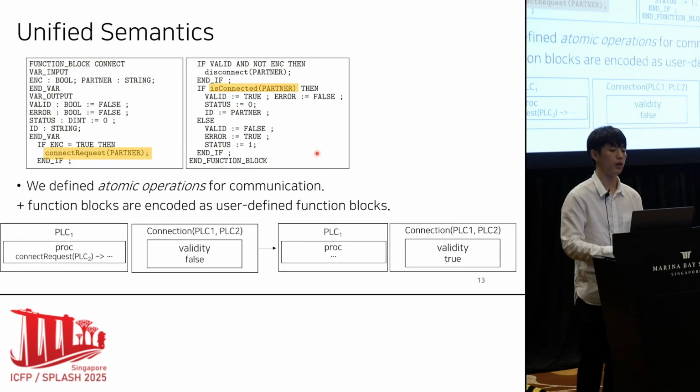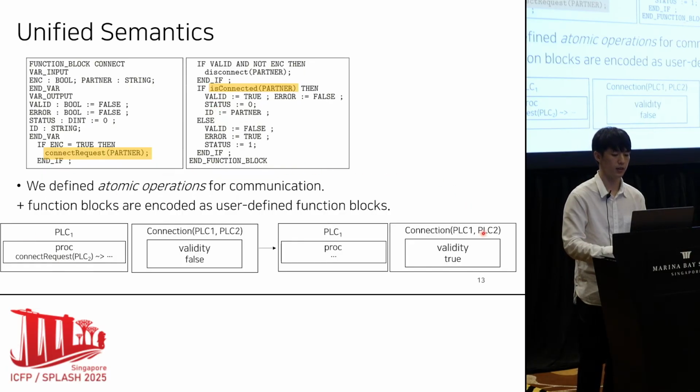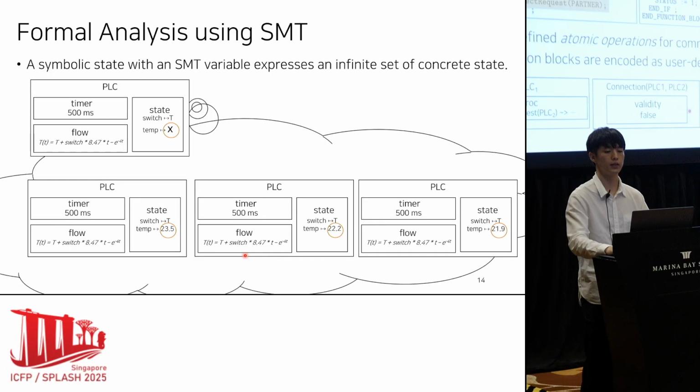So here is a function block definition for connection establishment, and there are two atomic operations for communication: connect request and is connected. And this rule describes the connect request rule, where it consumes the connect request statement and flips the validity value from false to true. So that was the big picture of the unified semantics.